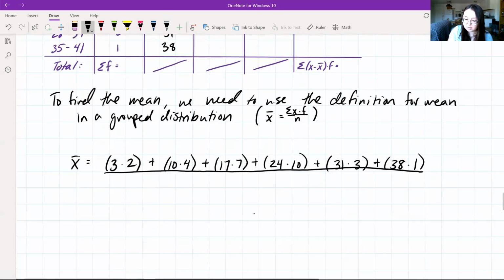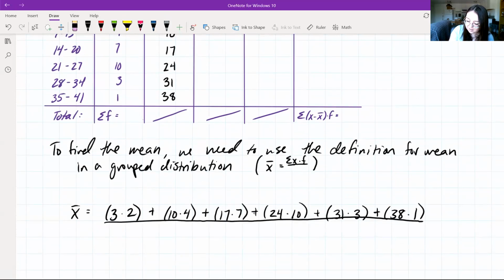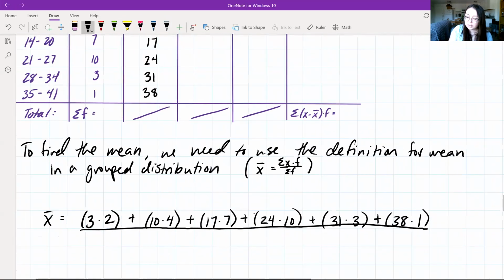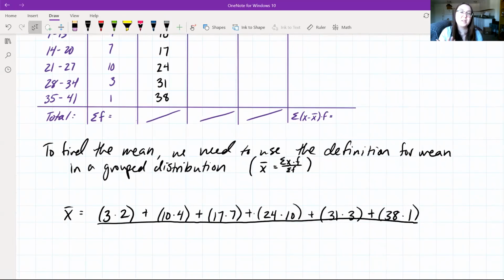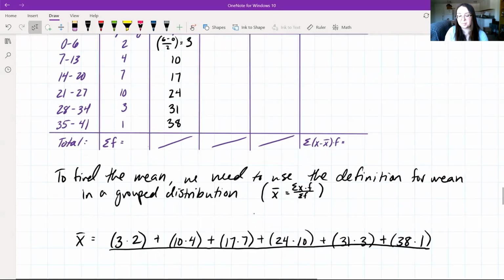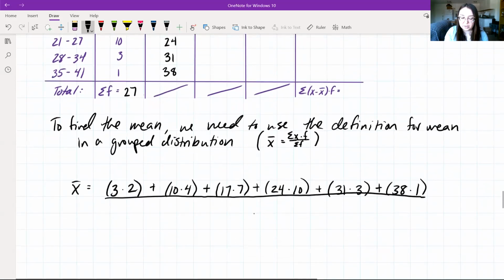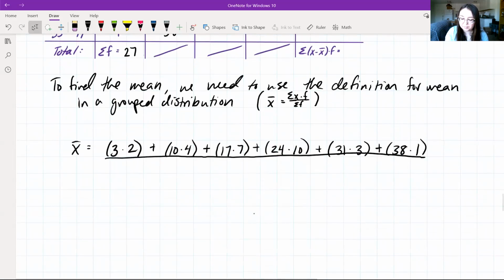And then we divide this by our denominator, which is the sum of frequencies. We do refer to this as n, but we want to add up the sum of our frequencies here in our table. When we add these up, 2 plus 4 plus 7 plus 10 plus 3 plus 1, we get 27. So the sum of our frequencies is just 27, and that's what we're dividing by.